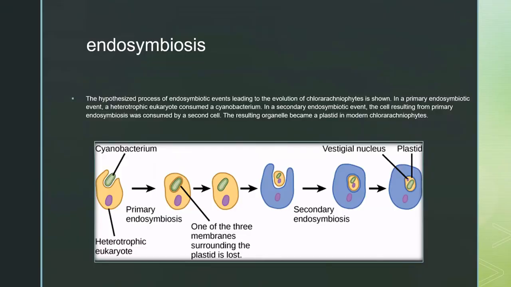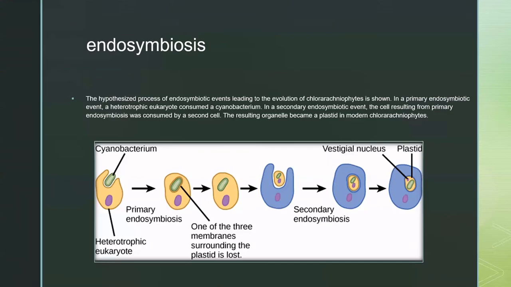So this picture shows the hypothesized process of endosymbiotic events leading to the evolution of chlorarachniophytes. The resulting organelle became a plastid in the modern version of this cell.